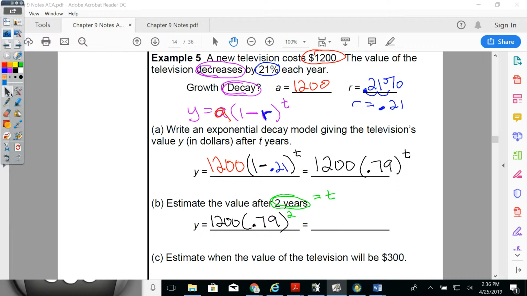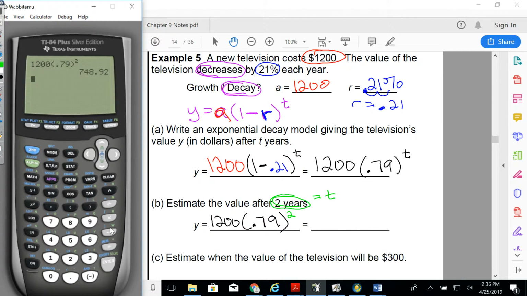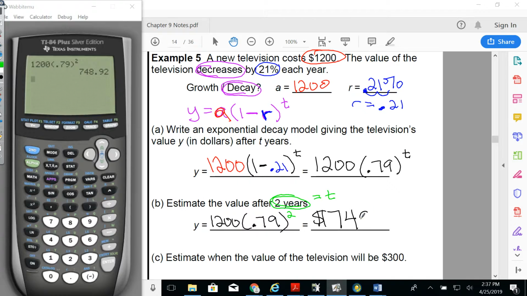Then we just type this one exactly into the calculator. So back on the calculator, we're going to go 1,200 times 0.79 to the second power. And we get that the cost is $748.92. This one I can actually round to 2 decimal places since we're dealing with money.